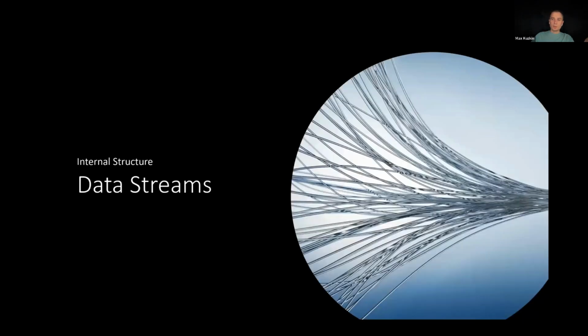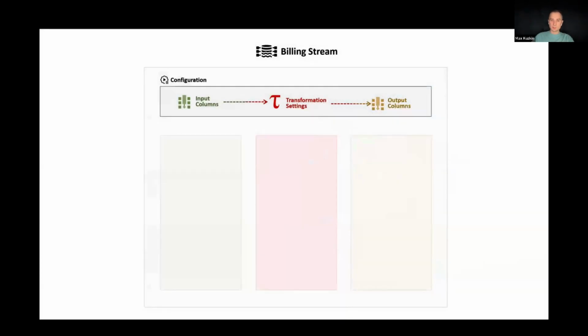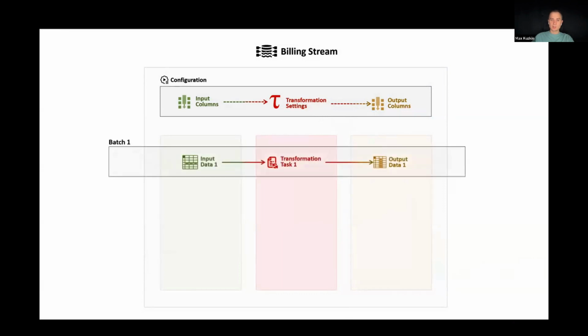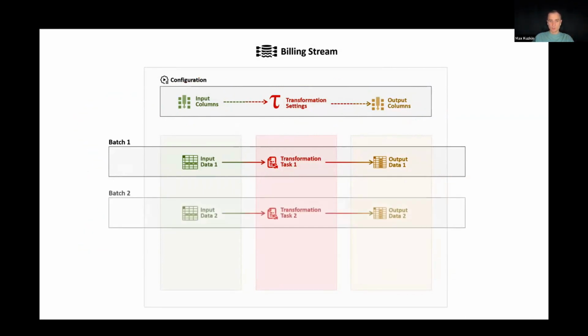Now, when it comes to data streams themselves, a data stream is a logical concept, an object in the platform that one can create. Essentially, it consists of a few things: input column configuration, output column configurations, and transformations in the middle. Once you have this object, you can create multiple batches in the scope of this data stream.